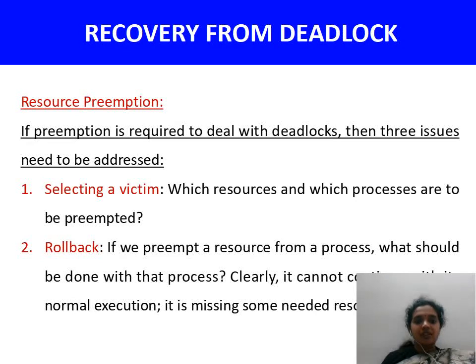The second approach is resource preemption. Here three issues need to be considered. The first one is selecting a victim. That means here we have to select the process. Suppose 10 processes are suffering from deadlock, then we select the process whose resources are released, such as a low priority process or one completed with less execution time. And the second one is rollback. This means we have to roll back to the beginning and start execution from the initial state.